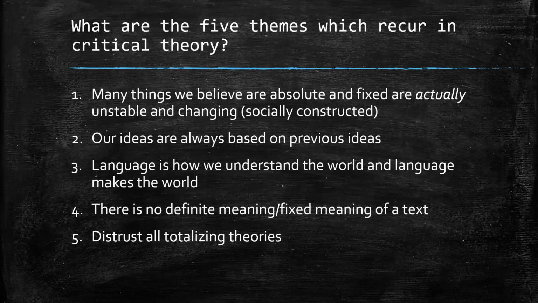Broadly, in critical theory post-1960, there are big themes that recur. One, many things we believe are absolute and fixed are actually unstable and changing. Things like race, gender, values. We often understand these as fixed because it's helpful to believe that, but critical theory argues that they're constantly shifting and changing. Critical theory also sees our present ideas as always based on previous ideas. They are not timeless. They're rather, critical theory would argue, the result of the past changing to create the present.